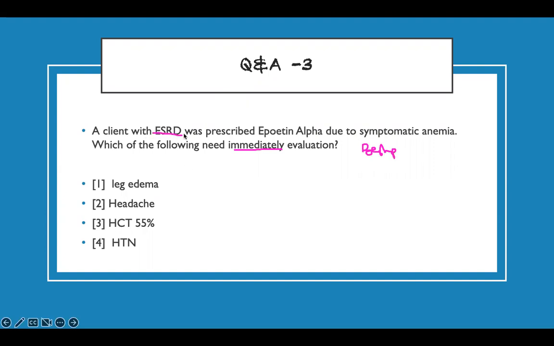A client with end-stage renal disease was prescribed epoetin alpha due to symptomatic anemia. The patient has anemia. Which of the following needs immediate intervention? So that's my ask. In my case, it's been prescribed EPO alpha, and my buzzword is the same thing, symptomatic. I need immediate action. Rewrite? I don't need to rewrite. This one is short, so I don't have to write big words. Just EPO and what you expected.